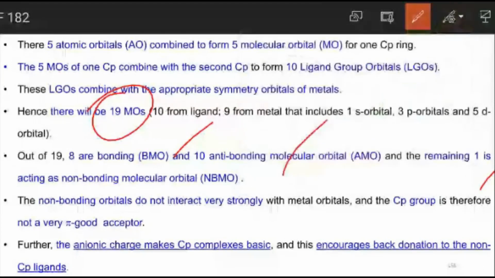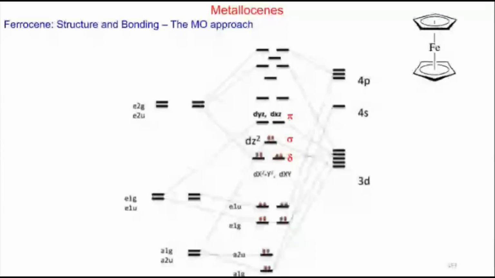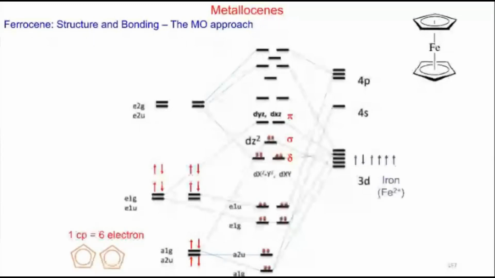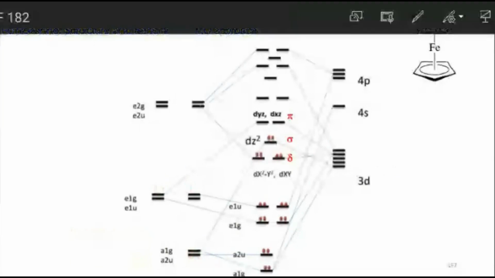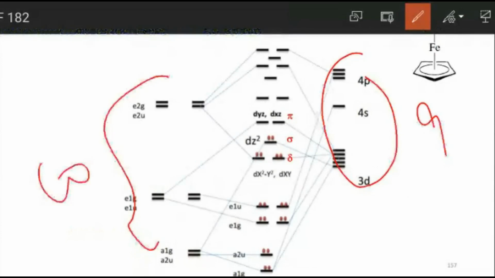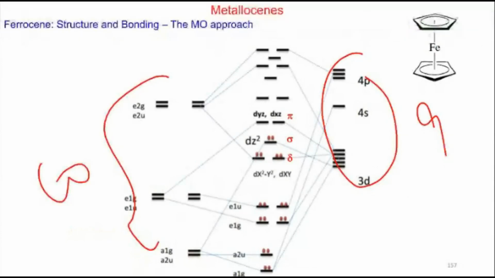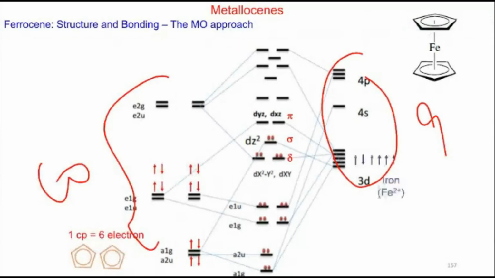Look at the diagram. This is a bit complicated, but you don't need to worry. This is about the outermost orbitals, which contribute 9, and there are 10 orbitals from the ligand because of the 10 carbon atoms. Iron is a d6 system; Fe plus 2 is a d6 system, and you have the carbon electrons. So we combine them, and that is what will happen.